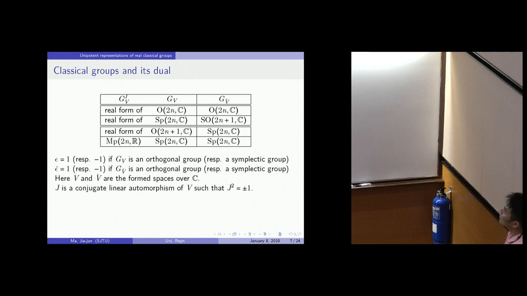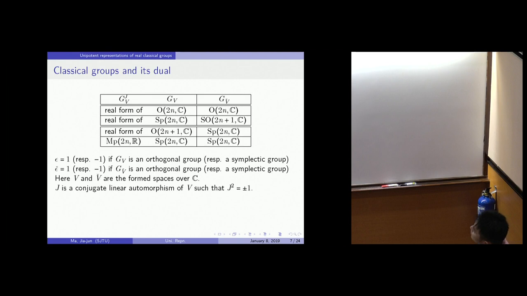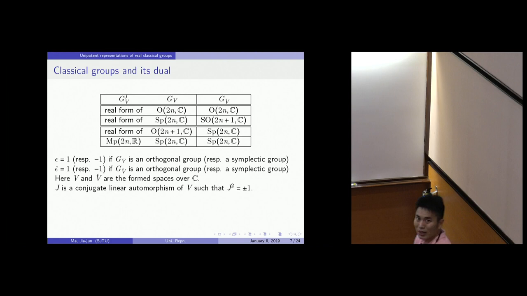And if this G_V is orthogonal, we will fix the constant epsilon equal to 1. And if it's symplectic, we will fix it equal to negative 1. V and V-check will be form spaces over C, so that this G_V will be the isometry group of the space. Epsilon equal to 1 means symmetric, epsilon equal to negative 1 means skew-symmetric. To say the real form, we take a conjugate linear automorphism J of this V, which is compatible with the form on V. Suppose J squared is equal to plus 1, it will give you real groups like O(p,q), Sp(2n,R). And if J squared is equal to negative 1, it will give you quaternionic groups.